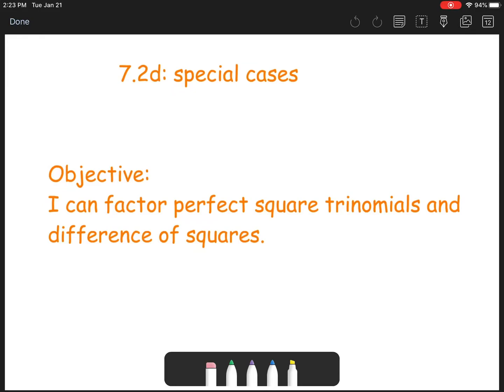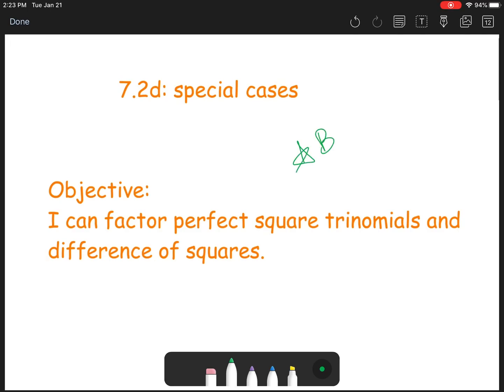All right, 7.2D is special cases of factoring. So I want to make it very, very clear that for all of these problems, you can 100% of the time use the box method or reverse distribution. It's just that for these special cases, they have patterns which would make it easier to factor if you remember and use the patterns. So we're going to talk about perfect square trinomials and difference of squares.